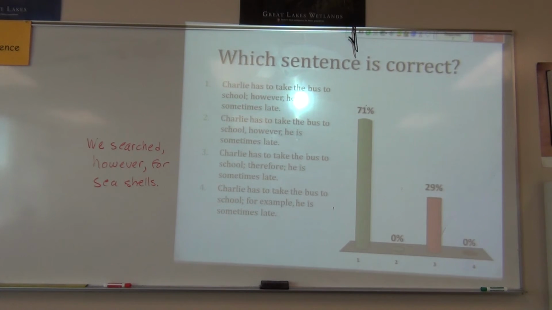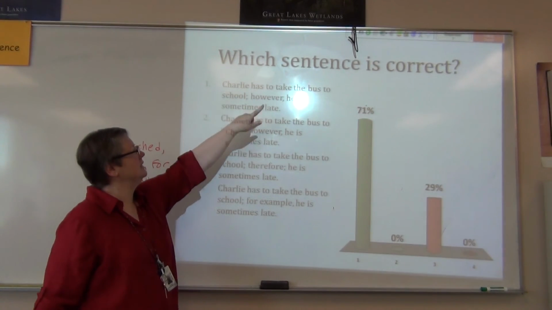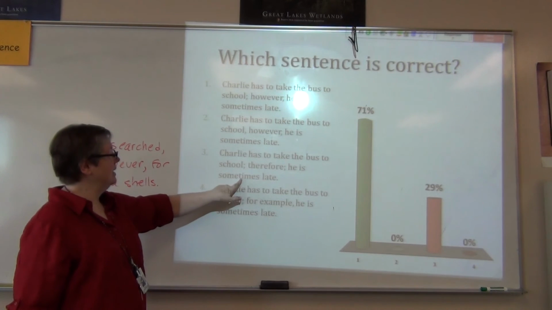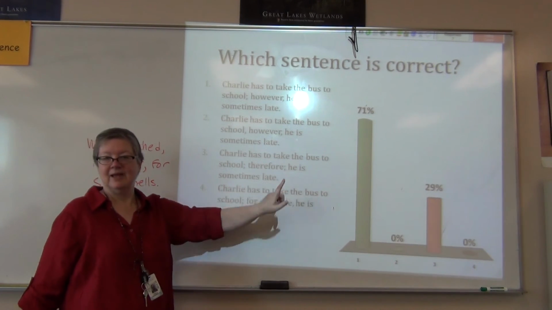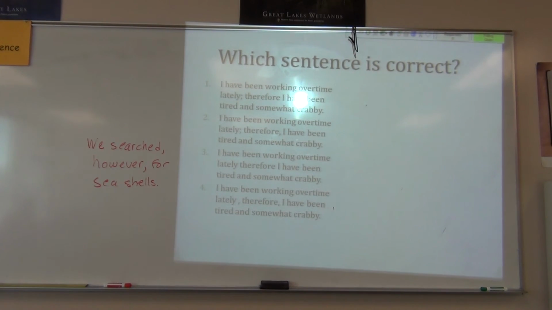Okay. Correct answer is number 1. All right? So what we've got is, we have the 2 independent clauses. Charlie has to take the bus to school. He is sometimes late. Semicolon, comma, is fine. Down here, semicolon, semicolon, not fine. Remember, you cannot have 2 semicolons. All right? Try this one.